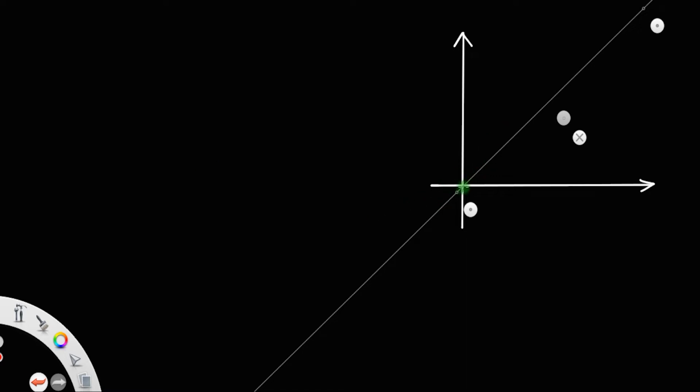Consider a vector A making an angle theta with the x-axis. Suppose this is our x-axis and this one is the y-axis. This is the vector A. And let the angle this vector makes with the x-axis be theta.